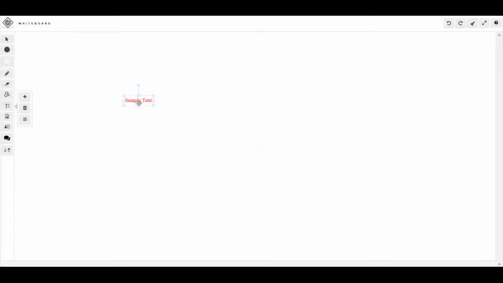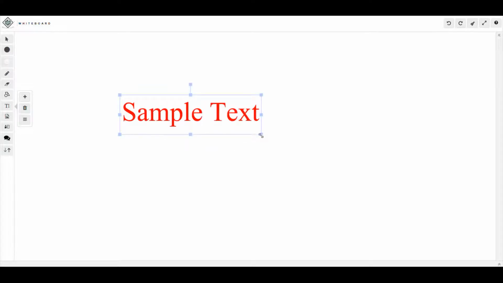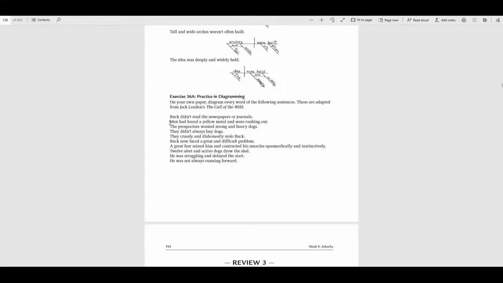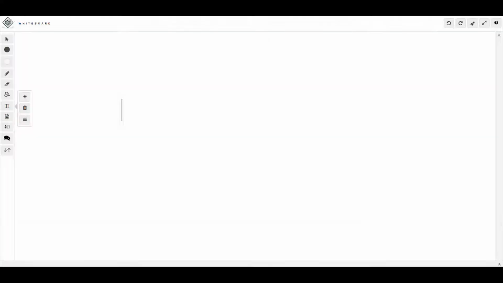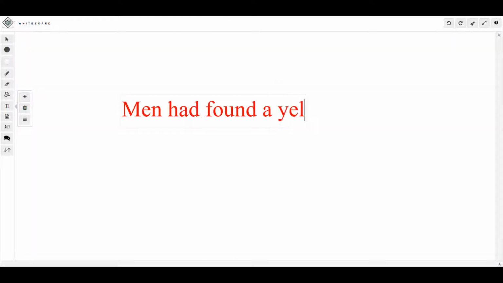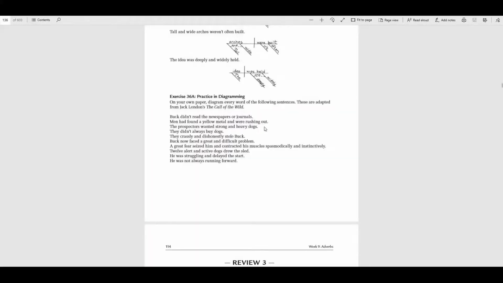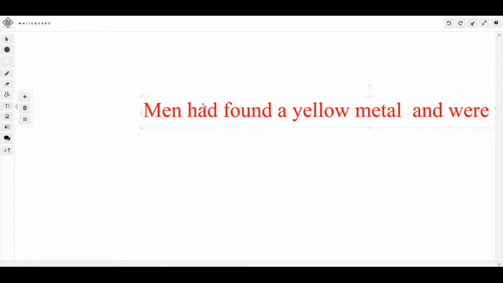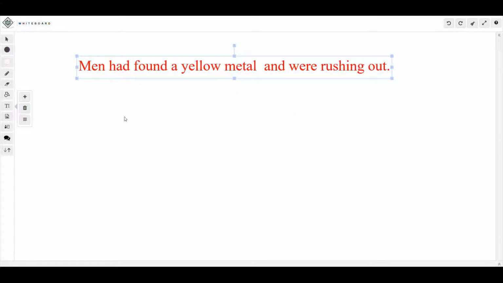Okie dokie. Let's see what that's. Whoa, that's too big. Okay, let's see what the sentence is over here. It is men had found, I can't remember all, men had found a yellow medal, and were rushing out. Do you know what the yellow medal was? Gold. All right.